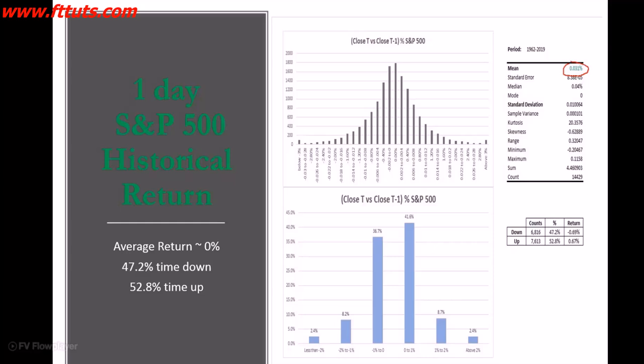What about the 1-day S&P 500 historical return? First, let's look at the mean, which is very similar to the average return that we had on an intraday basis, at roughly 0%. 47% of the time, the return will be negative by 0.7%, and 53% of the time, it will be up by 0.67%. Let's look now at the kurtosis.